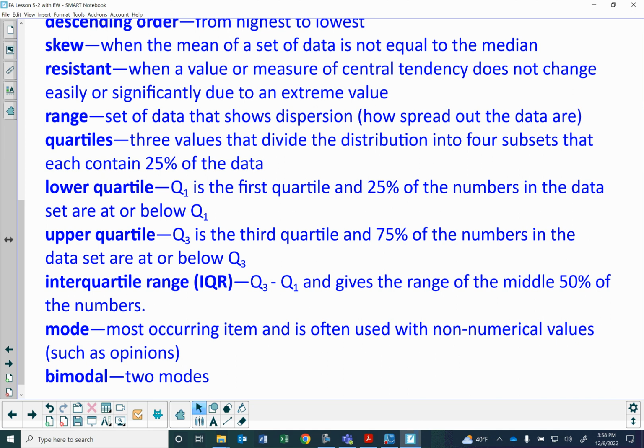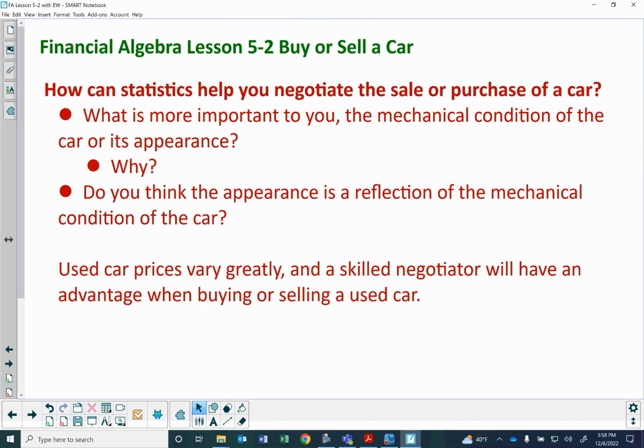All right, let's talk for a minute. How does all this data correlate to buying a car? So, how can statistics help you negotiate the sale or purchase of a car? If you're going to purchase a used car, if you know some statistics about used cars before you go to purchase them, you're going to be in a better position to make a better offer for a car and maybe get the price down a little bit.